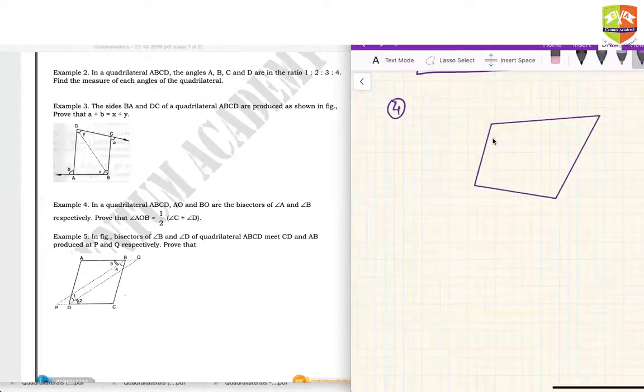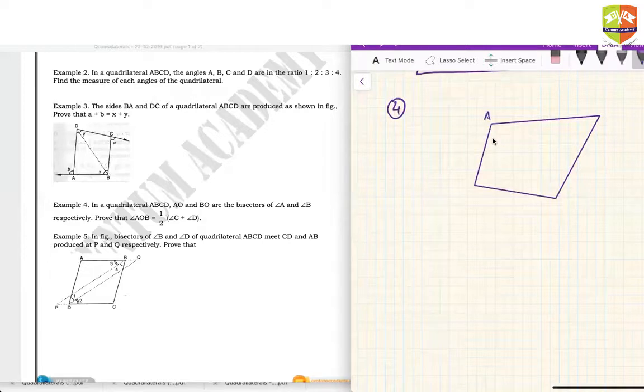Always try to draw an asymmetric quadrilateral to avoid confusion, because many a time you draw symmetric figures, and your mind gets confused. So don't draw a square. Let's say if there's a quadrilateral question, many people start by drawing squares. Then your mind gets confused when you're solving a complex question. So draw asymmetric figures. Now, this is A, B, C, and D.